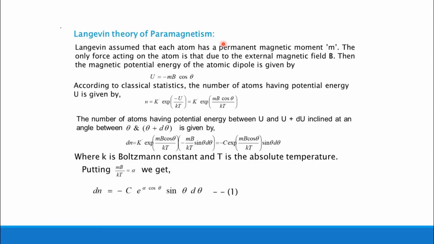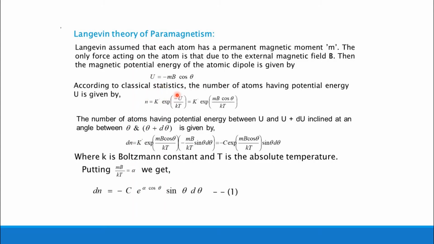Langevin theory of paramagnetism. Langevin assumed that each atom has a permanent magnetic moment. The only force acting on the atom is that due to the external magnetic field B. Then the magnetic potential energy of the atomic dipole is given by U = -mB cos θ.